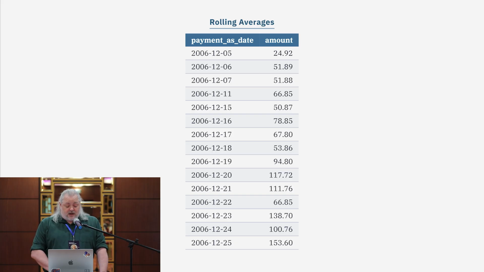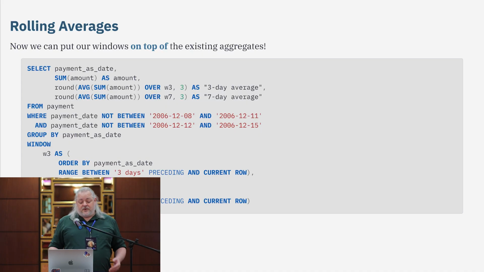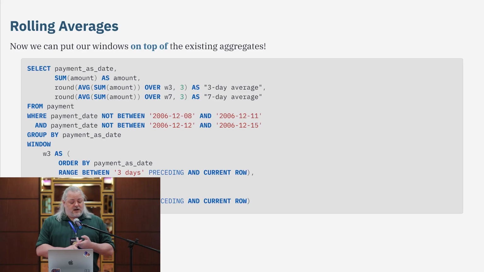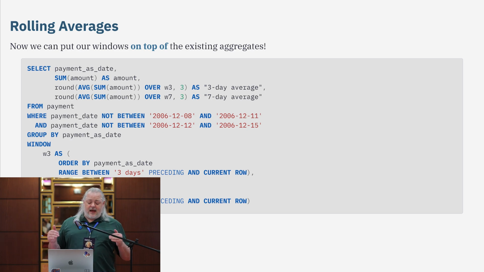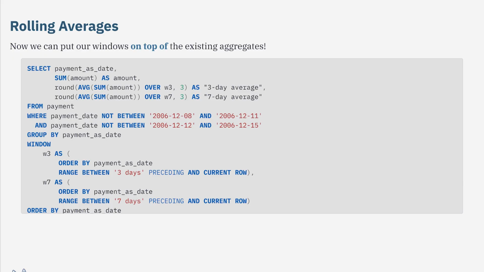You can see that between the 7th and the 15th, there's only the 11th because the query excluded the other two rows, the dates in between. So now I'm defining two different windows. One is called W3 and one is called W7, for window over 3 days and window over 7 days. I'm ordering by payment as date, which is the cast from timestamp to date. And in W3, I want the range between 3 days preceding and current row.